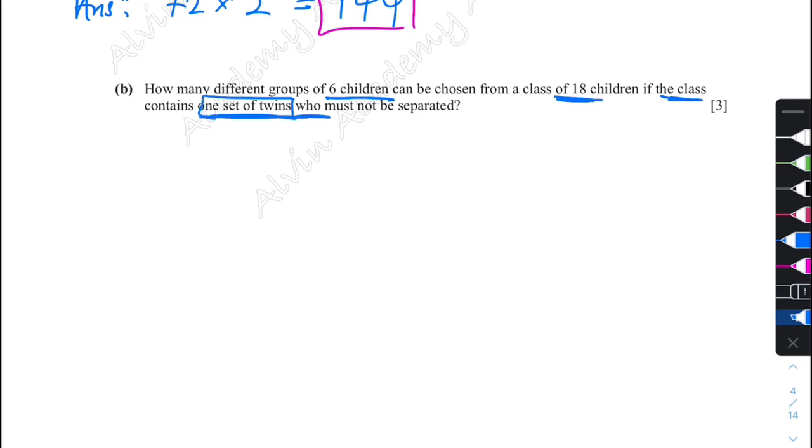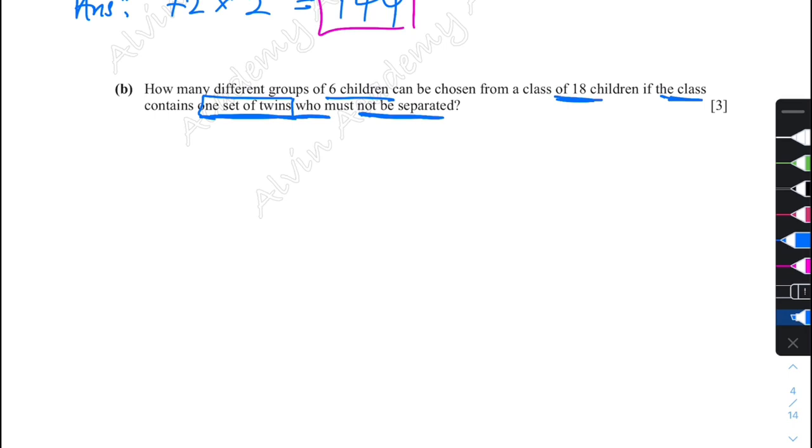Okay, it contains one set of twins who must not be separated. Now understand this, those twins must not be separated. So that means that there shouldn't be a condition whereby one of the twins is in the group and the other one is not. I mean, the other twin is going to cry, right? So we don't want to separate them. So this is what we do: either we put both of them in the group or we put both of them out of the group. Okay, so that's how you should analyze it.